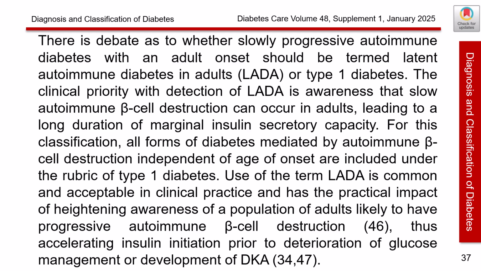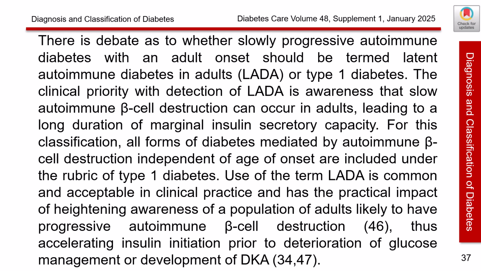There is debate as to whether slowly progressive autoimmune diabetes with an adult onset should be termed latent autoimmune diabetes in adults, LADA, or type 1 diabetes. The clinical priority with detection of latent autoimmune diabetes in adults is awareness that slow autoimmune beta cell destruction can occur in adults, leading to a long duration of marginal insulin secretory capacity. For this classification, all forms of diabetes mediated by autoimmune beta cell destruction independent of age of onset are included under the rubric of type 1 diabetes.